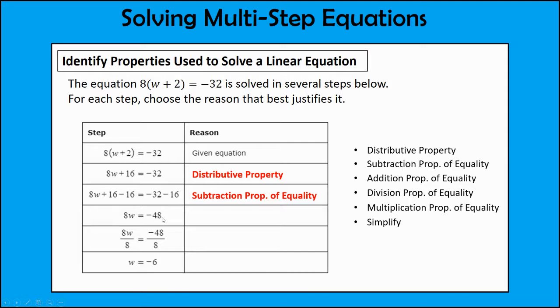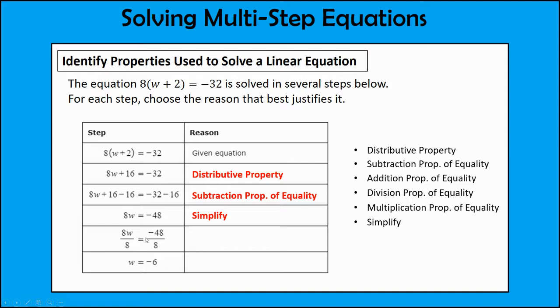It says if we subtract the same value from each side of an equal statement, it remains equal. Okay, the fourth step here, what we're really doing is we're just simplifying. We're taking 16 minus 16, we're making it 0. We're adding 0 to 8w to get 8w. Over here, we're making it negative 32 plus negative 16, which gives us negative 48. So we've just simplified this statement to here.